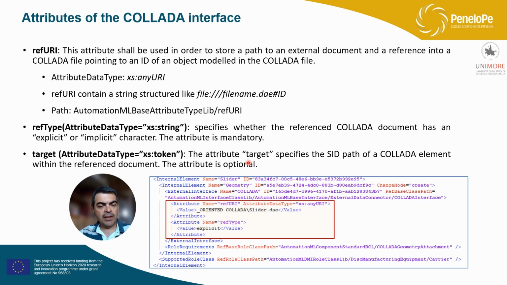Then we have another attribute called type, which provides to the Collada reference a character to be explicit or implicit. We may also have another optional attribute, which is the target. This one is used to reference specific IDs, so specific elements inside a certain external geometry. So we may refer to specific geometric elements inside a Collada file.